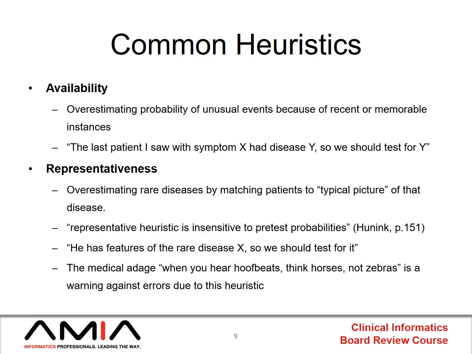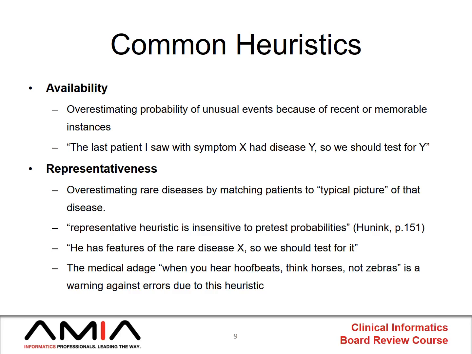And here's an example of some of these common heuristics. Here I'm using the word heuristic to mean a shortcut or a cognitive blind spot or a cognitive bias, as you'll hear them referred to. And one of the most common ones is something called the availability bias. This is the tendency to overestimate the probability of unusual events because of recent or memorable instances.